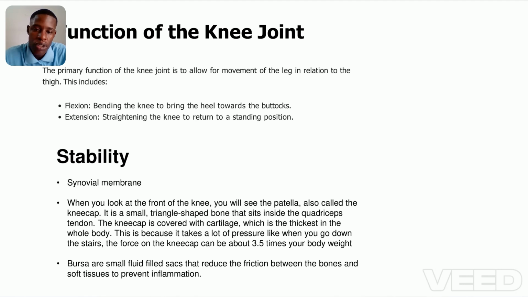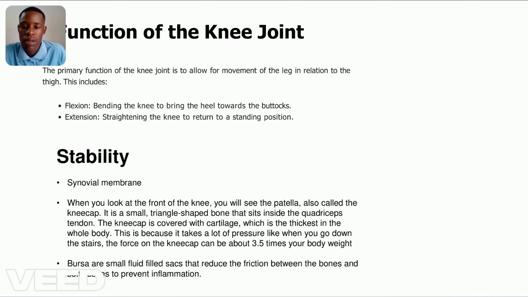The primary function of the knee joint is to allow movement of the leg in relation to the thigh. This includes flexion. Flexion is bending of the knee to bring the heel towards the buttocks. So flexion is when we move our knee backwards such that our heel touches our buttocks, and extension is extending the knee from flexion going back to the original position. This is straightening the knee to return to a starting position, which was standing or whatever position that we may be assuming.